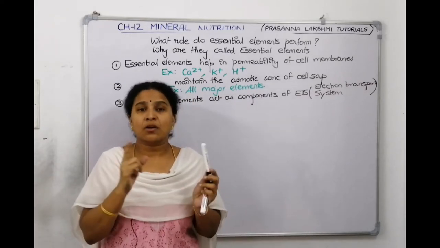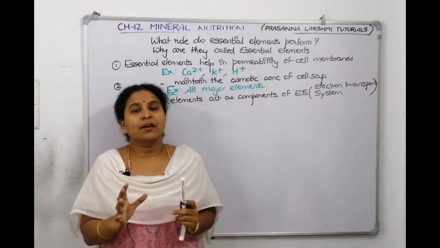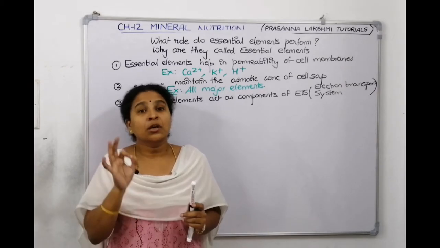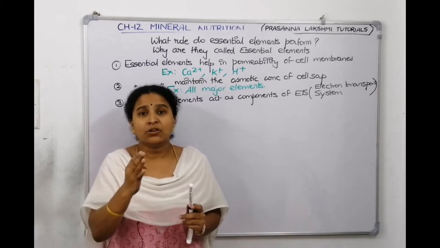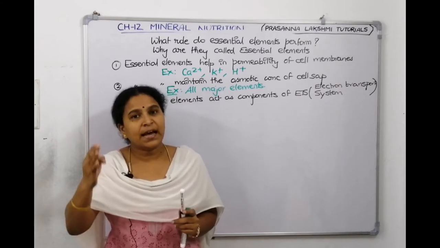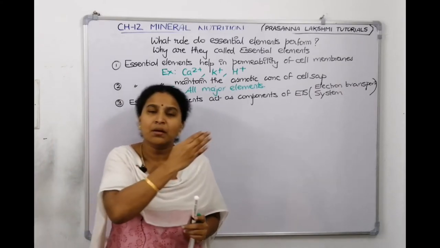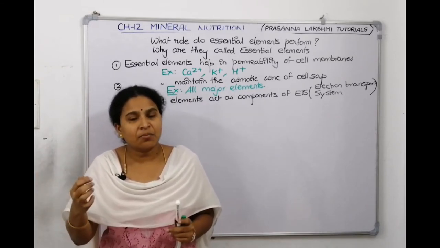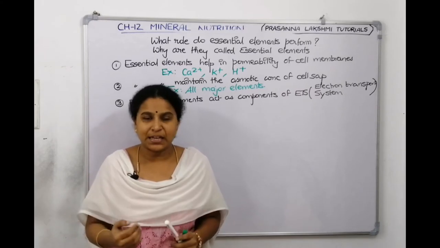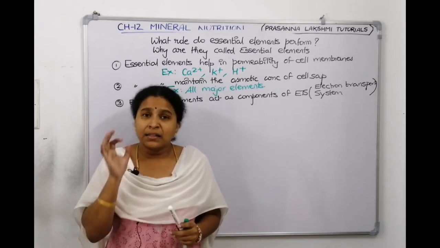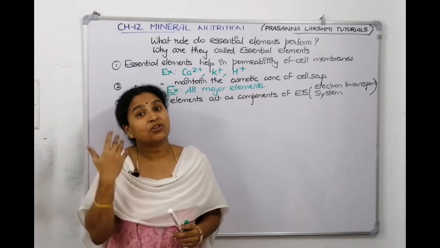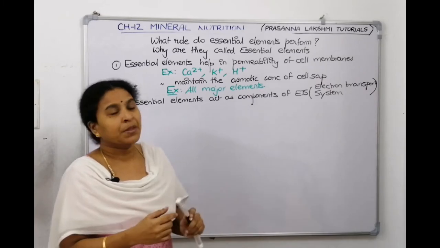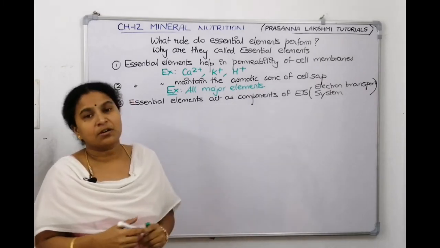Now, where do we come across the electron transport system? In photosynthesis and respiration, to make the currency ATP, electrons should move from one carrier to another carrier, and from that carrier to another. During the movement of electrons via electron carriers, energy gets accumulated. That energy will help in the synthesis of ATP and NADPH. And there are certain elements which act as electron carriers, which are components of electron carriers. That is what the electron transport system is. So they act as components of the electron transport system.